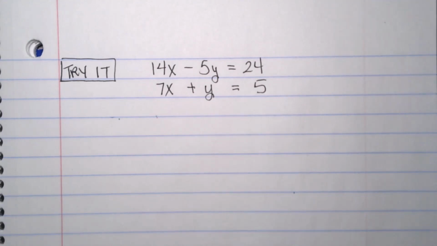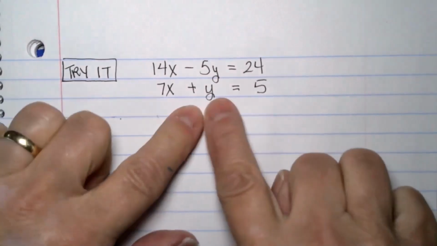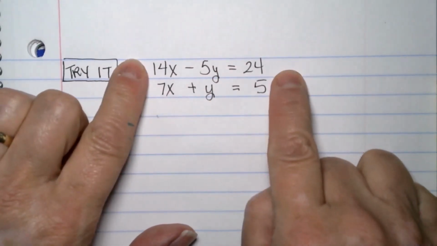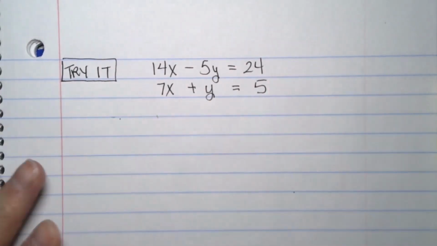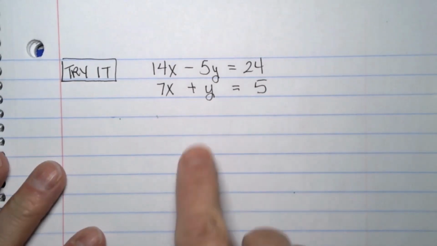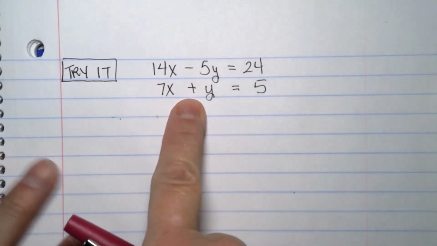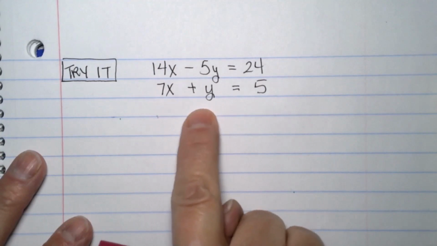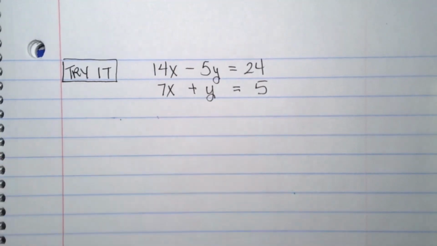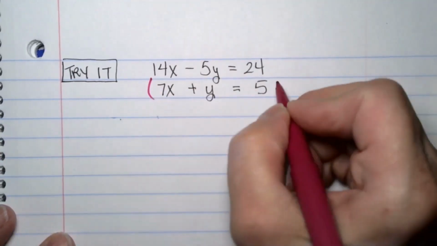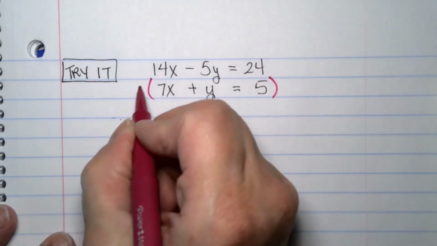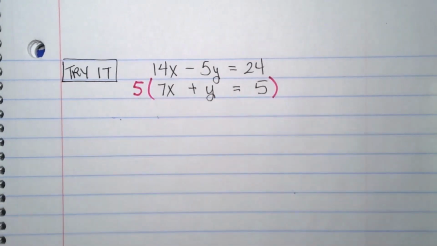Well, the bottom one's going to be easier to change than the top. I think I'm going to go for the 5, and here's why. This is already a negative and that's a positive, and if this were a positive 5y, those guys would just cancel. So what I think I'm going to do is just multiply everything on the bottom times 5. This is the kind of thought process I'm demonstrating that you'll go through when you're doing these problems.